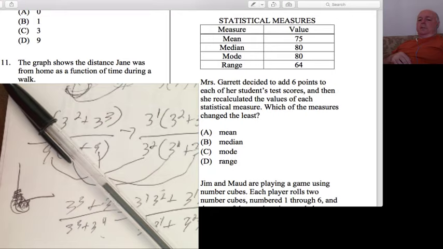Okay. So there's a lot of words in this problem. They're not necessarily hard yet. Mrs. Garrett decided to add 6 points to each of her students' test scores. And then she recalculated the values of each of the stats measures. So the numbers we're seeing are going to change when she adds 6 to everybody's score. Which of these measures changed the least?